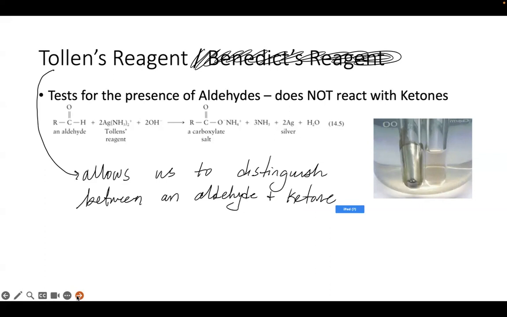If an aldehyde is present, this reagent will react and create silver. But if a ketone is present, then it won't react. So here in this test tube, it turns silver, so there must be an aldehyde present. In this test tube, it's a ketone because it didn't turn silver.